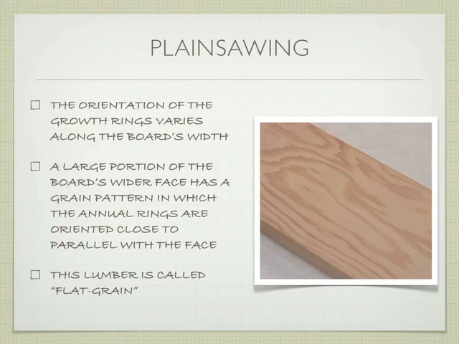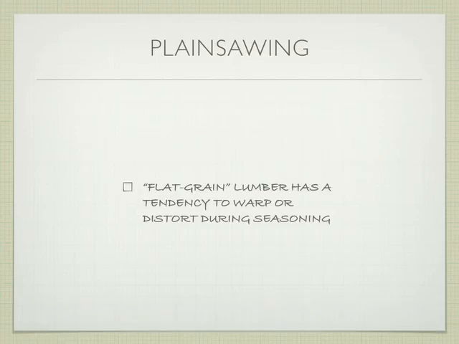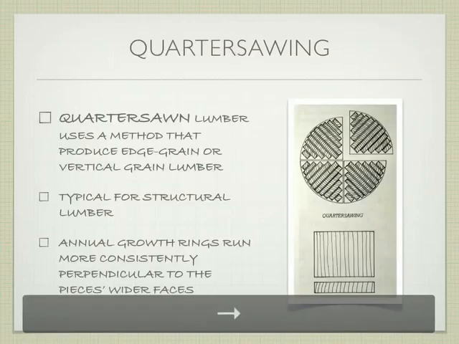So what I'm saying is, the growth rings going this way are parallel to the larger face, which is why we're seeing these kinds of patterns. So the growth rings are parallel to the large face. It looks like this in the slide, okay? And so this is called flat grain lumber. Flat grain lumber has a tendency to warp and distort as it seasons, and we'll talk about that a little bit more in just a second.